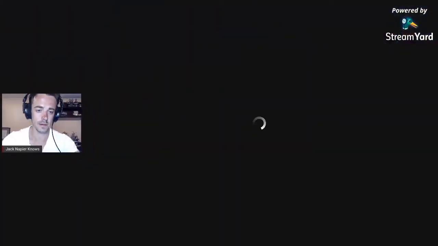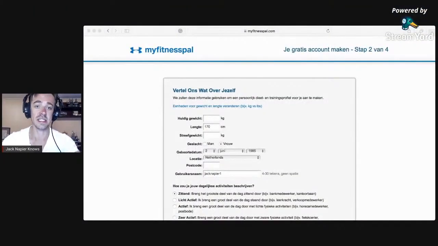So I'm going to share my screen in a moment, and I will take you through the steps required to track your calorie intake, set your goals, etc. Let's begin. As you can see here, this is the Dutch version, so you'll have to excuse me. I wasn't able to put it on English, but I'll help you through it.